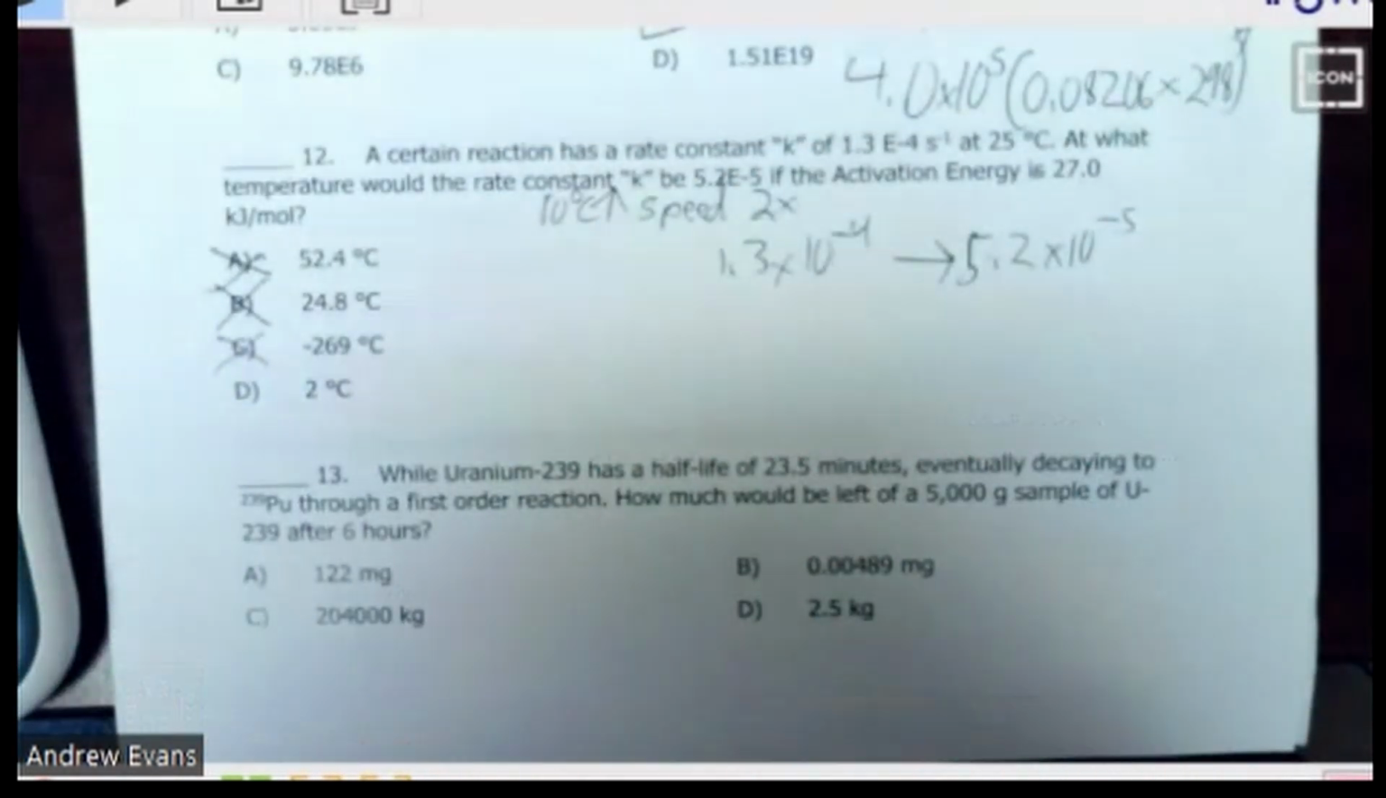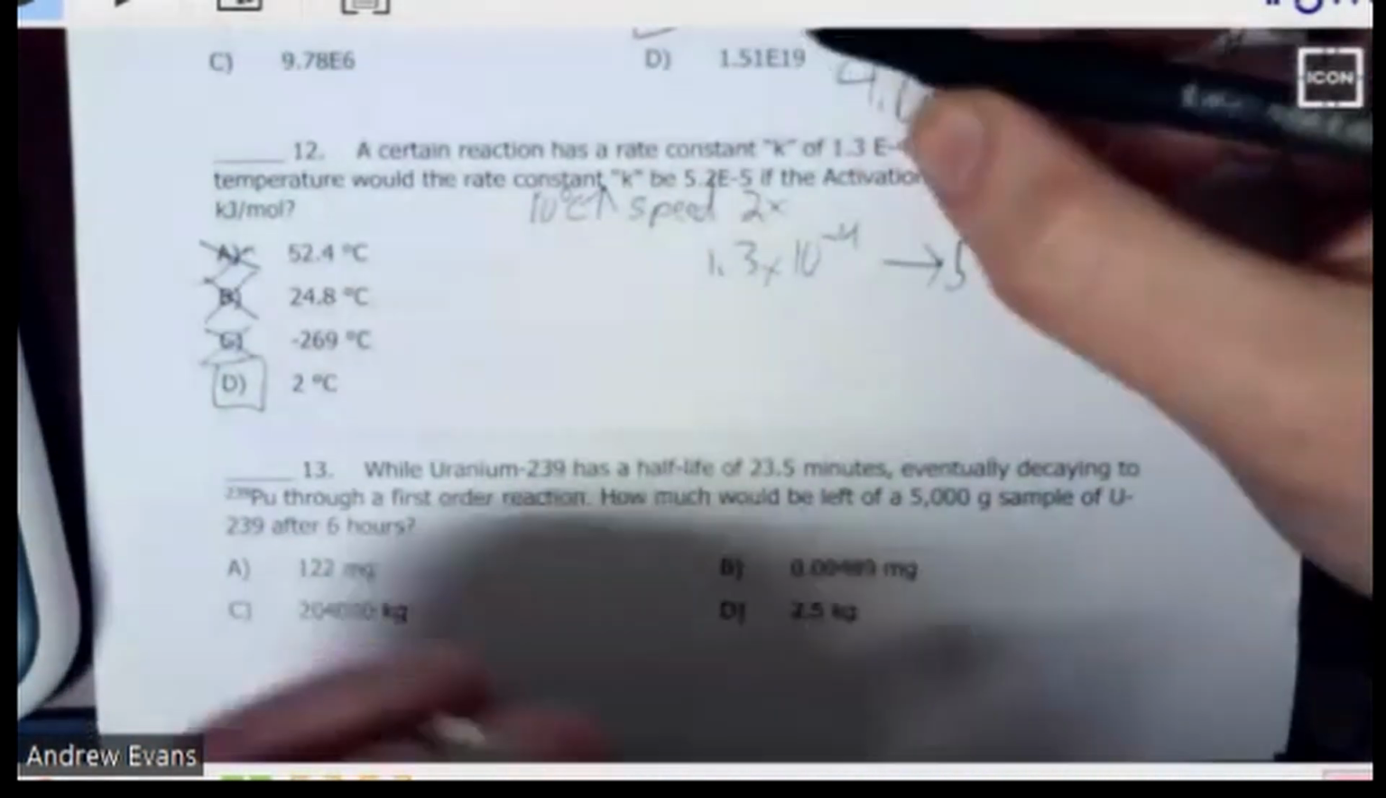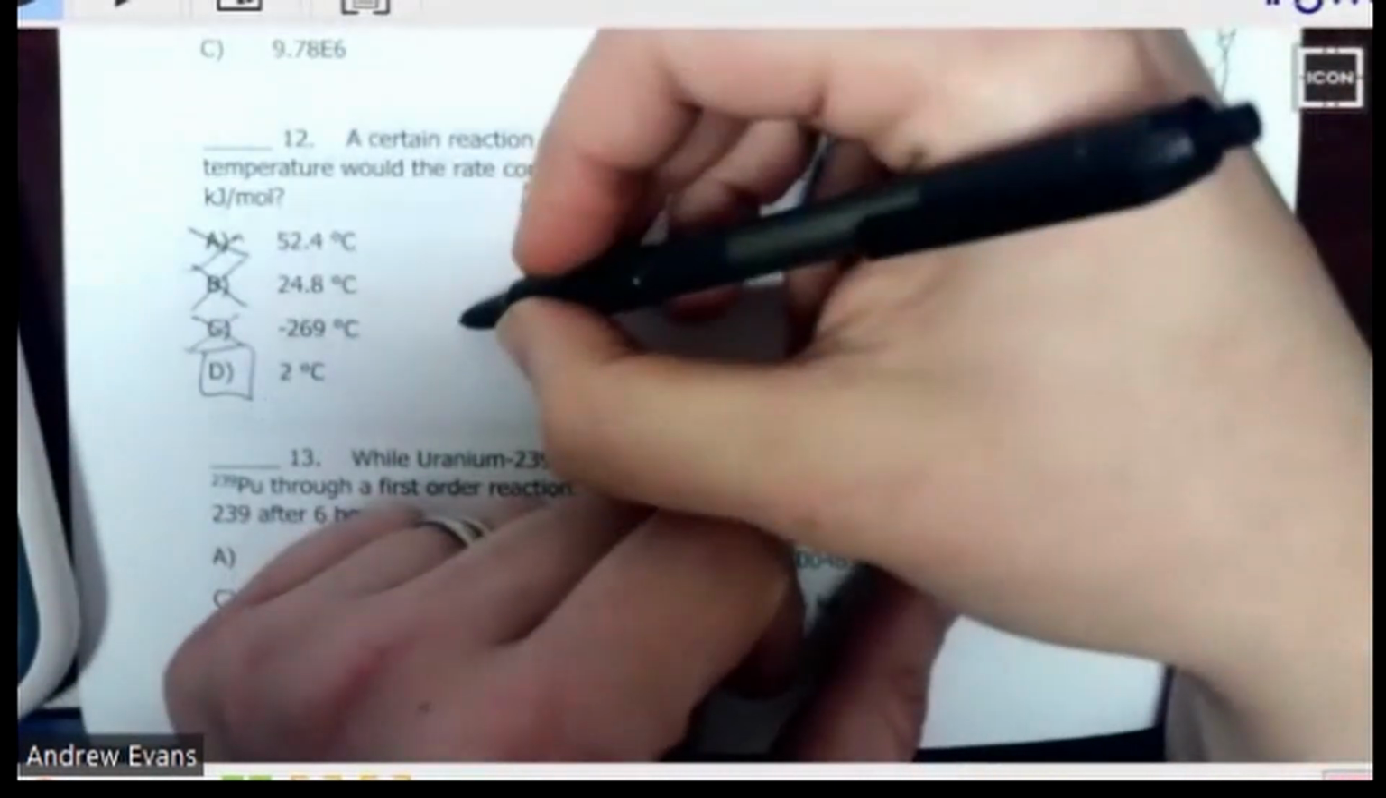Because it's more than halving, but not quite going down to 0, negative 269 does not make sense. Really, the only answer that even makes sense is D. But let's try the math.